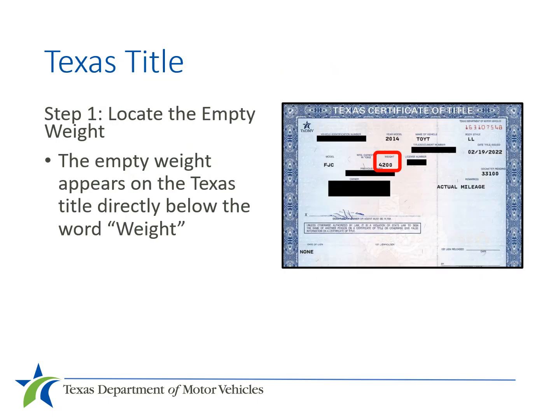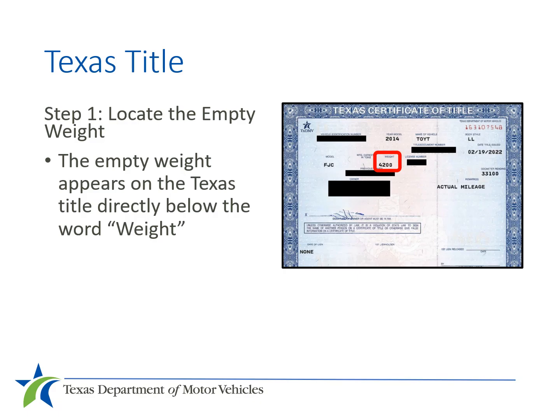The second section of this guideline explains how to determine the weight and carrying capacity of a Texas titled vehicle. As before, you will need to determine the empty weight of the vehicle based on the evidence. On the Texas title, the empty weight will be shown just below the word weight listed on the title.